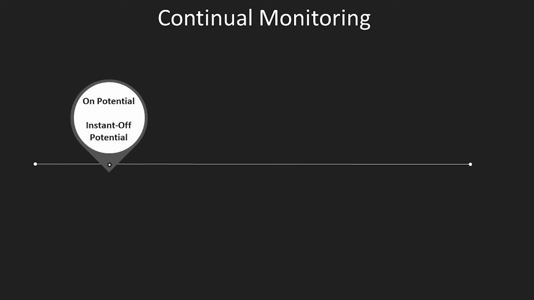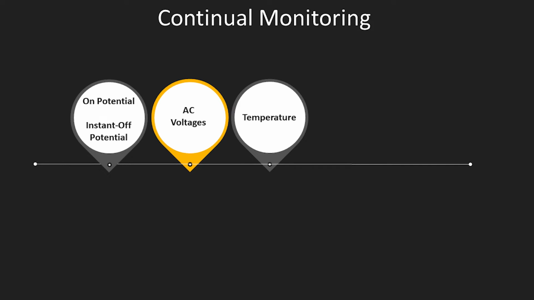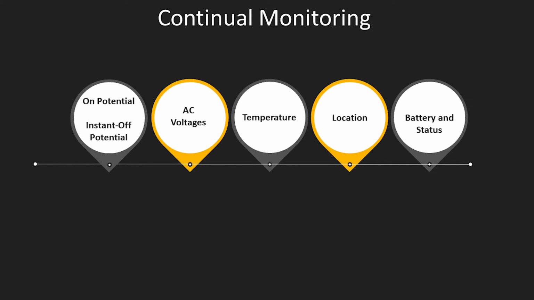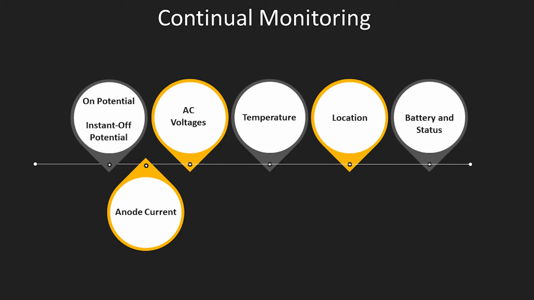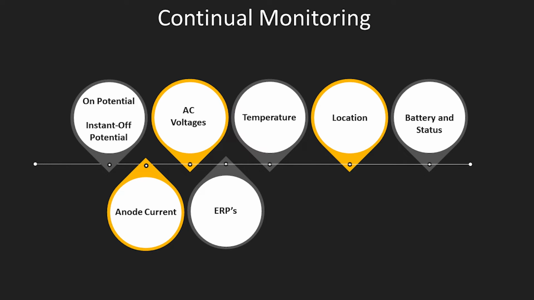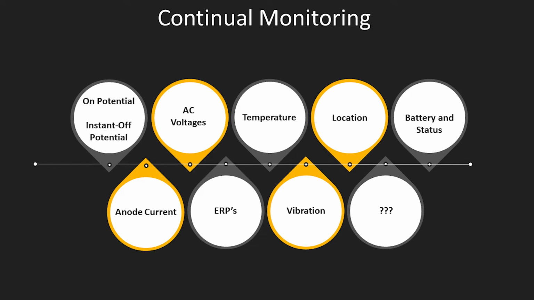In addition to surveys, all Polylogs and Interlogs conduct continual monitoring of various parameters. These include on potentials, instant-off potential, AC voltage, temperature, location, battery state, and device status. Soon, there will be options to include monitoring of anode current, electrical resistance probes, vibration, and other variables.